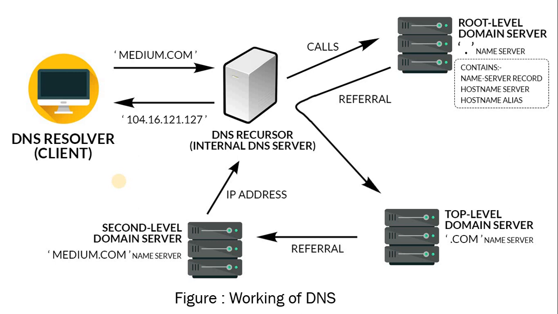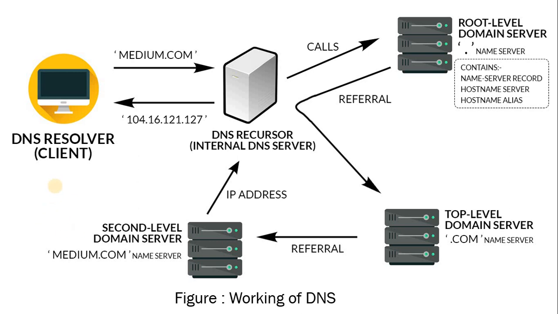Then it sends it back to the DNS resolver, where it stores the IP address along with its domain name, so that the next time the client wants to connect to the web service, it is faster and more reliable. It sends back its IP address, 104.16.121.127, which is understandable by our system, and then we get the web service. So this is the normal working of DNS.